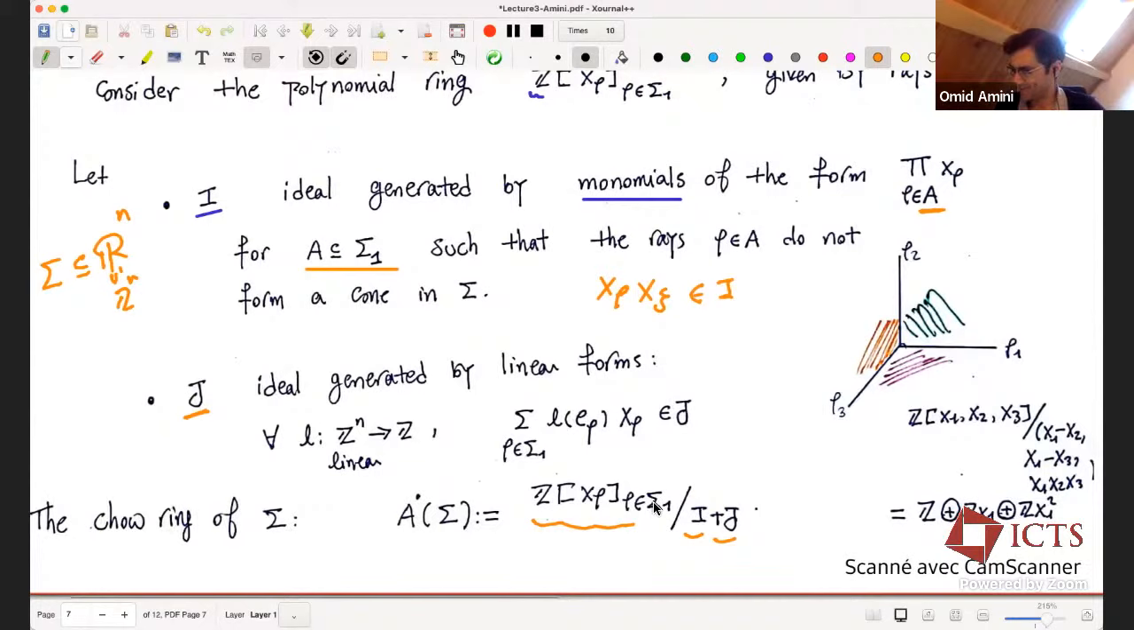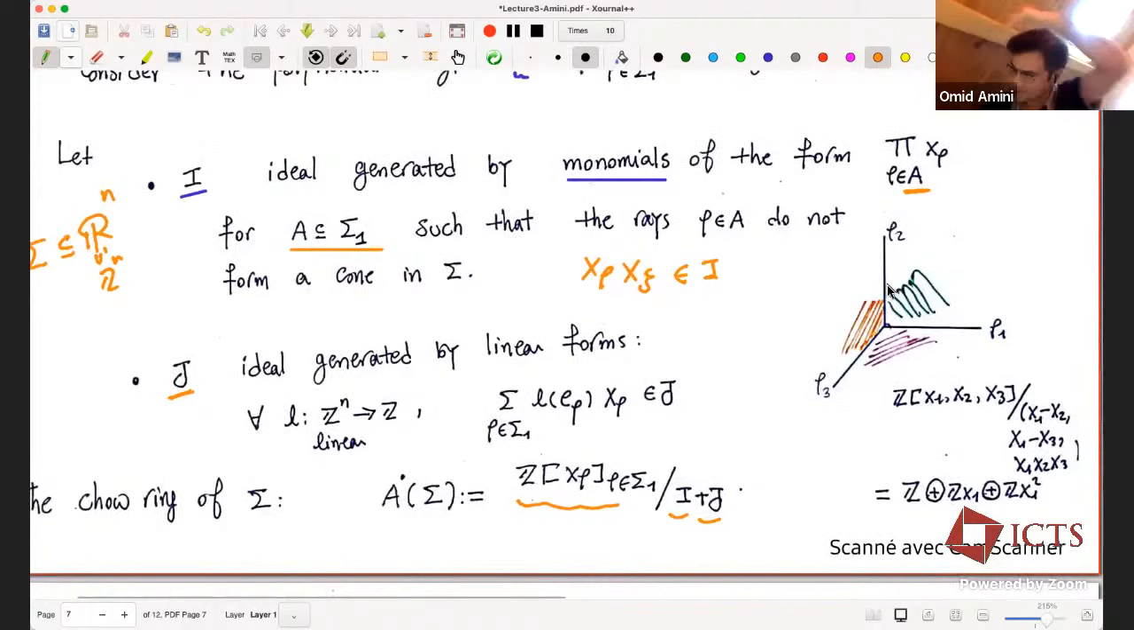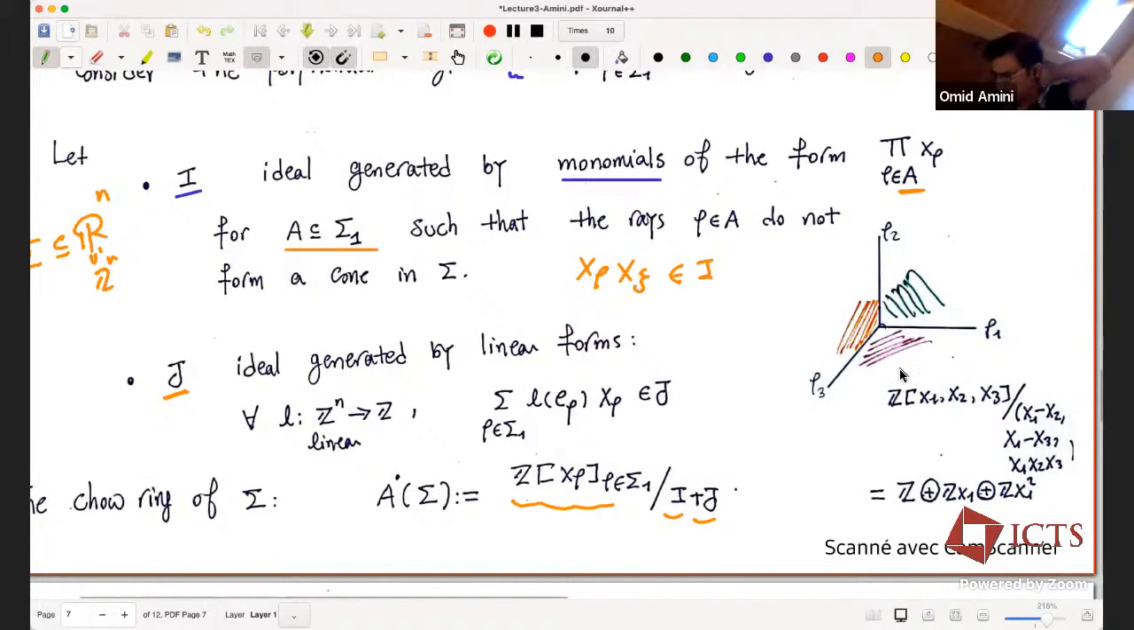Okay. So for example, this is the basic example, let's see what is going on here. This is the two-dimensional fan which has a complete support. It has three rays and three two-dimensional cones. First of all, let's call the variables x1. So the variable x rho 1, to simplify, I call it x1. The variable x rho 2, we call it x2. And this is x3. So you start with the polynomial ring in three variables, x1, x2, and x3.